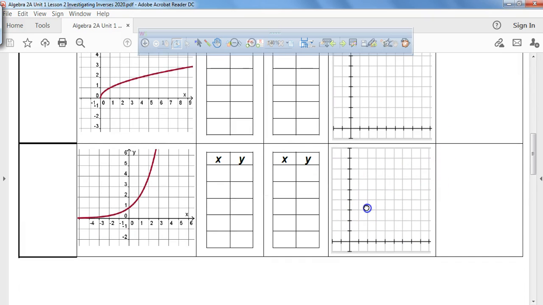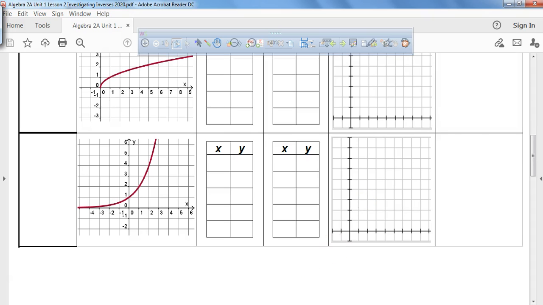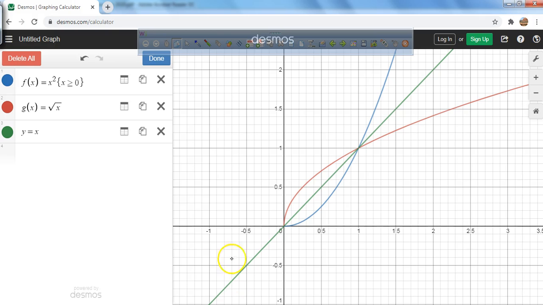So for each of these, all I want you to do is exactly what I did. And if you need to use Desmos, you can use Desmos to help you guys graph the points.